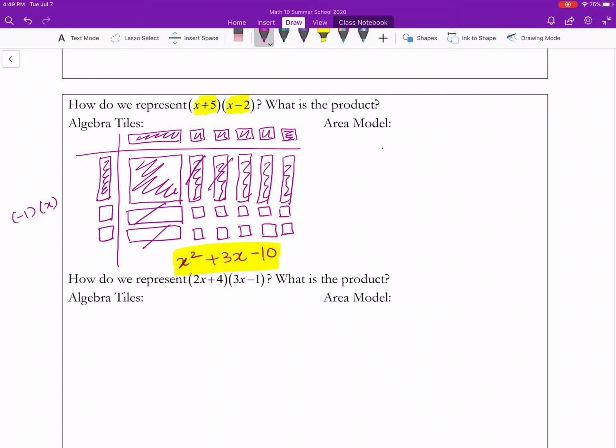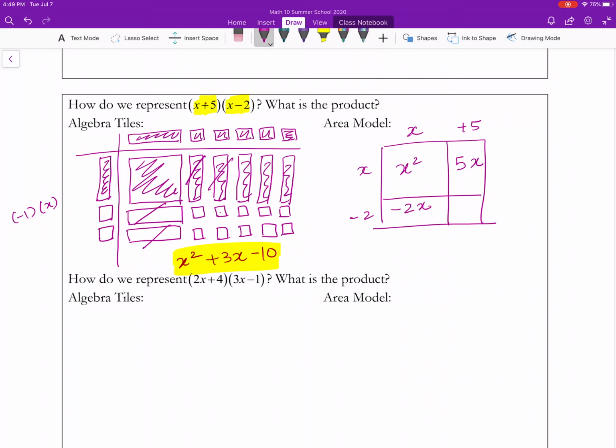Let's do the area model. The same thing, I'm going to make a rectangle. x plus 5, x minus 2. So x times x is x squared, 5 times x, 5x, minus 2 times x, minus 2x, and minus 2 times 5 is minus 10. Again, combining the like terms. So 5x minus 2x gives me 3x. So I have x squared plus 3x minus 10. And that's my solution. And in both the cases, my answer is same. So that's another way of doing it.